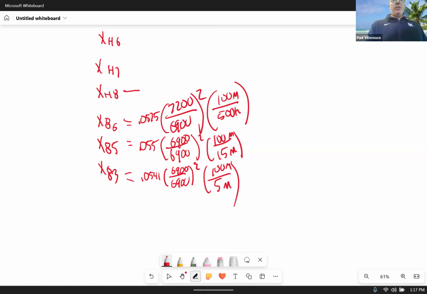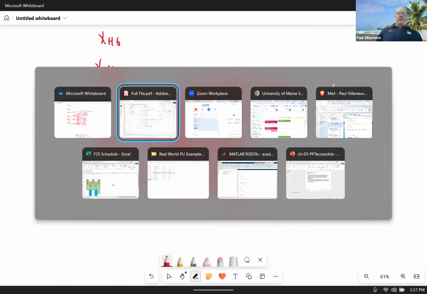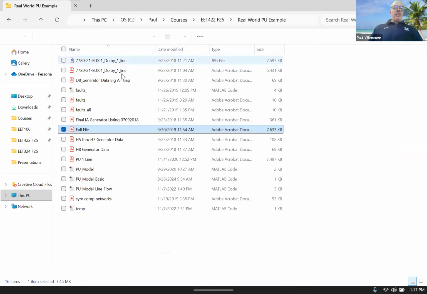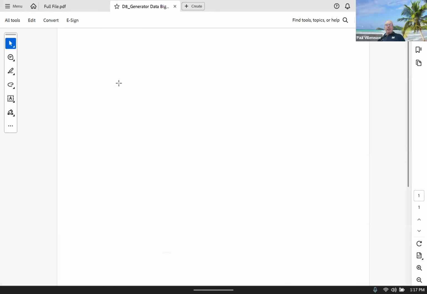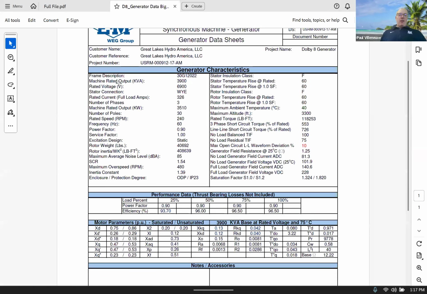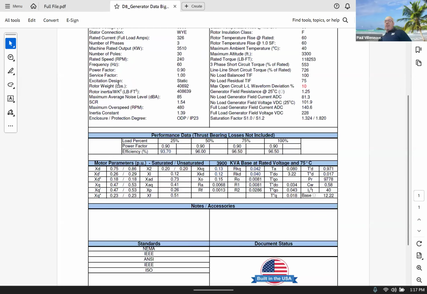I kind of wrote sideways, so let me move this to say this is equal over here. So let's go to generator H8. And over here is the data. And normally we're going to be picking our saturated values. And for those, yes, sir.